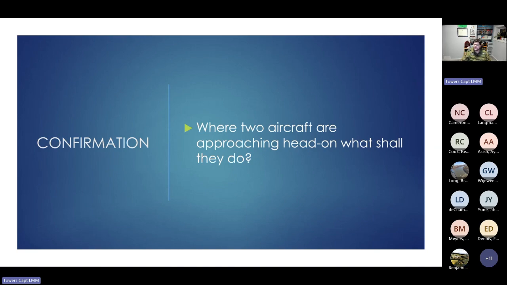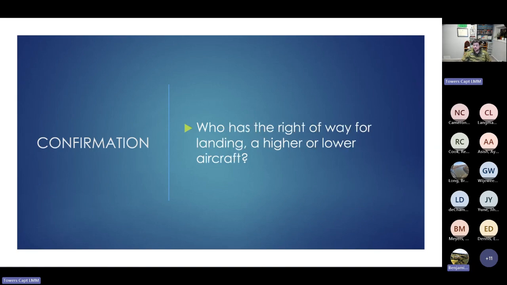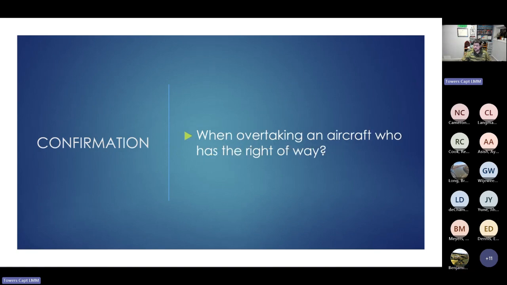Okay. When two aircraft are approaching head on, what shall they do? Both turn right. Both alter their headings to the right. That's correct. Who has the right of way for landing, a higher or a lower aircraft? The lower aircraft, that's correct. When overtaking an aircraft, who has the right of way?